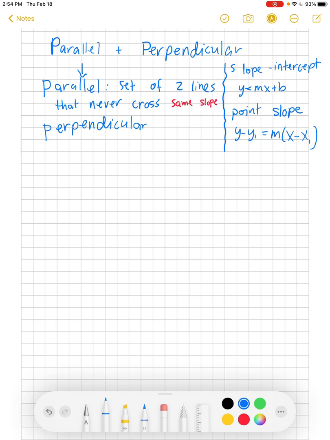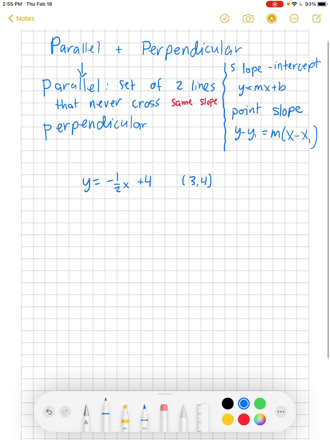Meaning, if I wanted to find a parallel line to the line y equals -1/2 x plus 4, which you'll notice is in slope-intercept form, that goes through, say, the point (3, 4), we can simply keep the same slope and then change everything else about it.